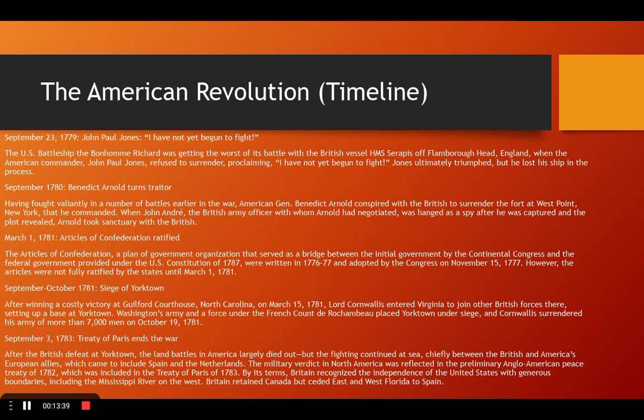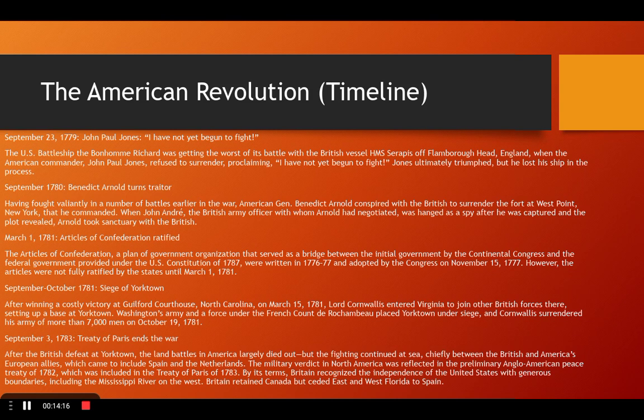1st March 1781, Articles of Confederation ratified. The Articles of Confederation, a plan of government organization that served as a bridge between the initial governments by the Continental Congress and the federal government provided under the U.S. Constitution of 1787, were written in 1776 to 77 and adopted by Congress on November 15, 1777. However, the Articles were not fully ratified by the states until March 1, 1781.